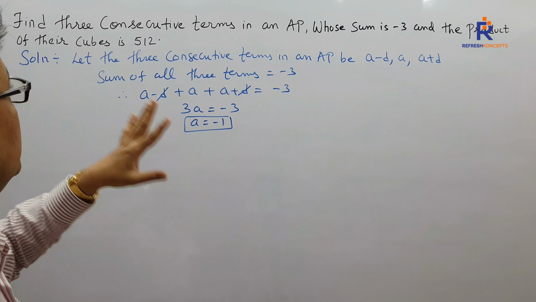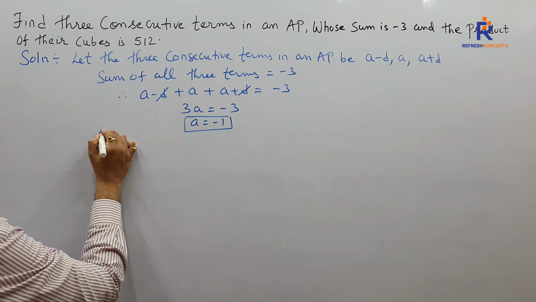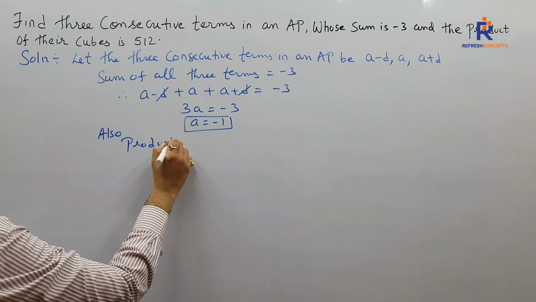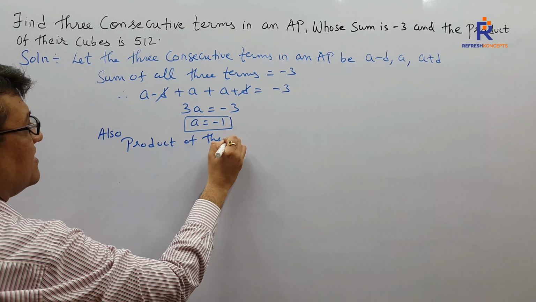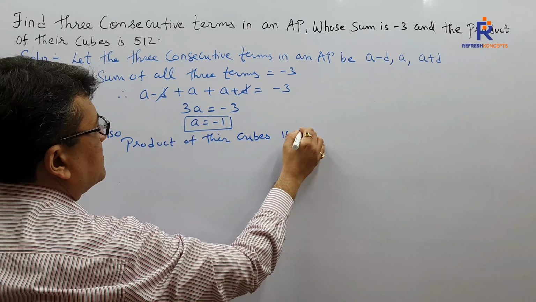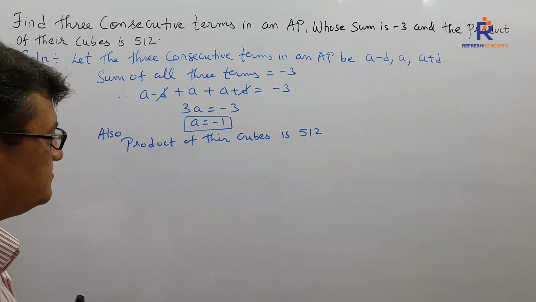What is the second condition? Product of their cubes. Product of their cubes is 512. So what is the second condition? Also, product of their cubes is 512. Mind you, product of their cubes is 512.